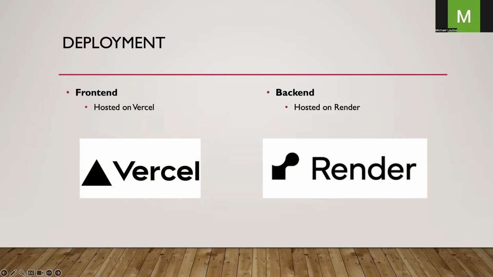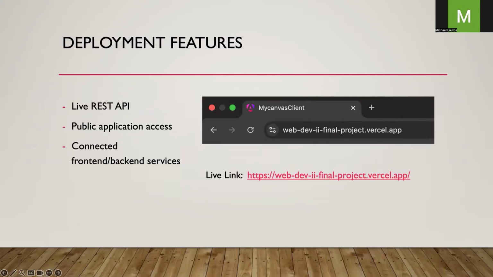The front-end application is hosted on Vercel, while the back-end API is hosted on Render. Both services are deployed publicly and communicate together through live API requests. And then this is an example of what our application looks like in the Chrome browser.